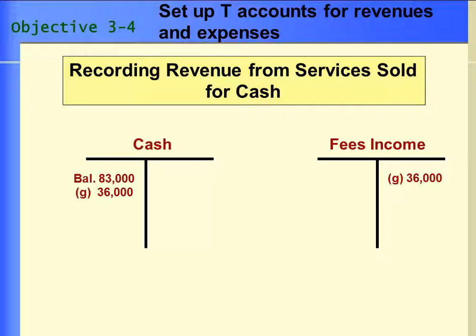So for G, this is a new entry. We sold something for 36,000 for cash. 36,000, increasing revenue here, increasing cash here. These are both increases.